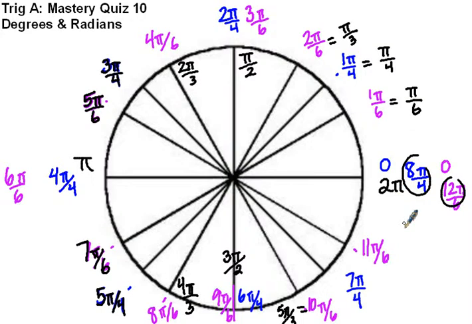Let's look at just our answers all the way around. Pi over 6, pi over 4, pi over 3, pi over 2, 2 pi over 3, 3 pi over 4, 5 pi over 6, pi, 7 pi over 6, 5 pi over 4, 4 pi over 3, 3 pi over 2, 5 pi over 3, 7 pi over 4, and 11 pi over 6, all the way back to 2 pi.